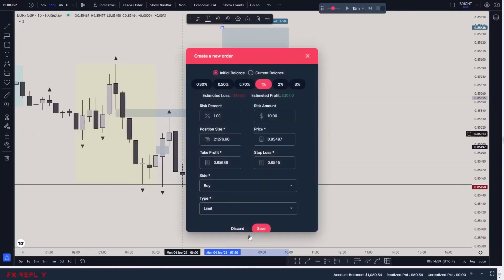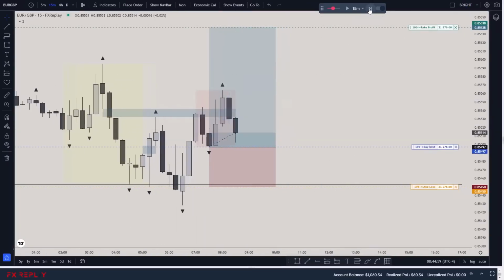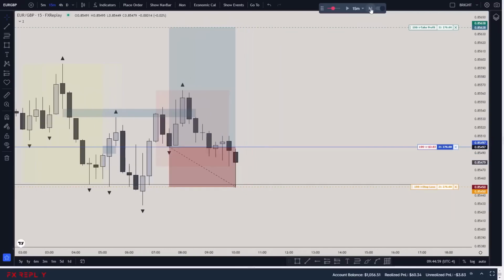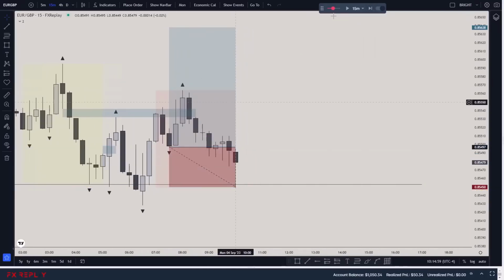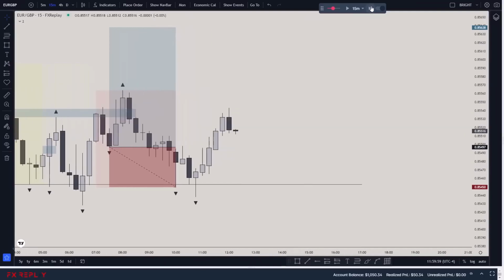Right, so let's place a limit order. So let's see how it goes. So we get filled here, and price actually hit the stop loss. So yeah, this was a losing trade.